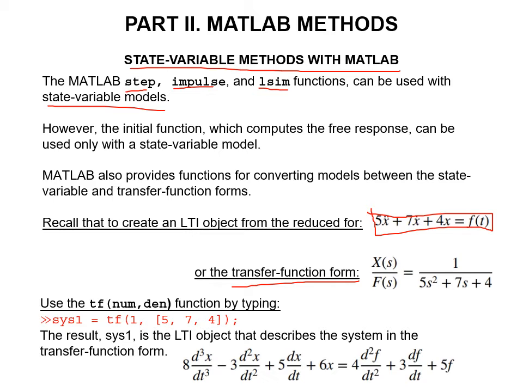we're calling it sys1 here, is equal to this TF function of, now we have right here 1, which is our numerator, and our denominator we have in brackets because we have 5, 7, 4, so we can see there's our 5, 7, and 4 right there. So the result of this, we have our LTI object that describes the system, the transfer function form we have shown right here.